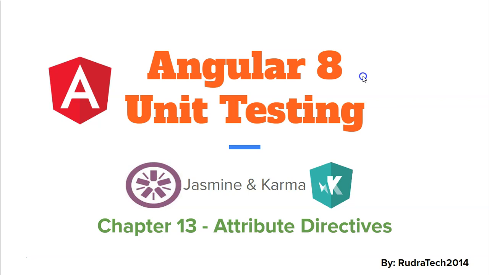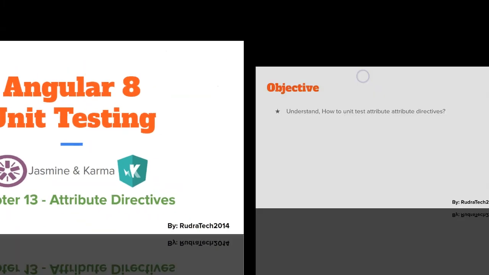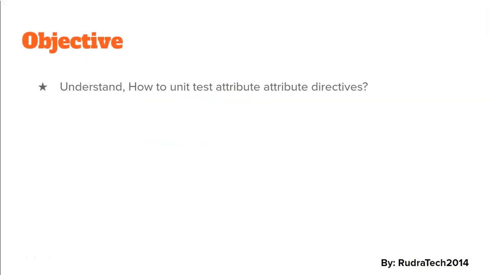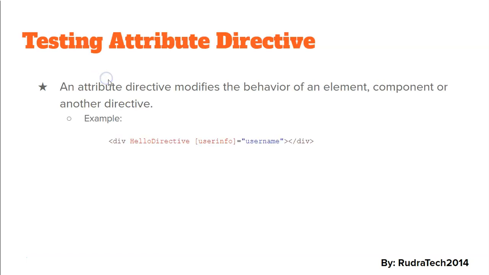We are going to look at attribute directives. The objective of this video is to understand how to unit test attribute directives. Well, an attribute directive modifies the behavior of an element, component or another directive. Here is a simple example of a hello directive. This hello directive will change the behavior of the given div. Now we want to unit test the behavior of this hello directive.